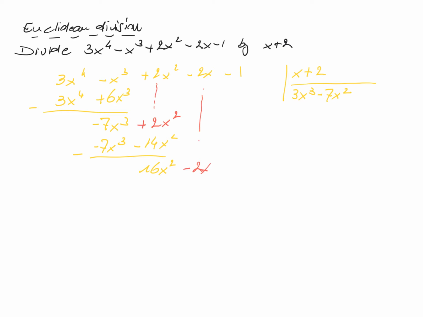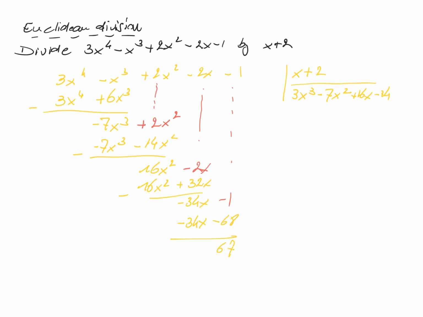X now goes 16x times in 16x squared, so this is plus 16x. We multiply again, gives me 16x squared plus 32x. We subtract minus 34x. We drop the final term, minus 1. And then we obtain here minus 34, because minus 34 times x plus 2 is minus 34x minus 68. We subtract again, and here we obtain 67.